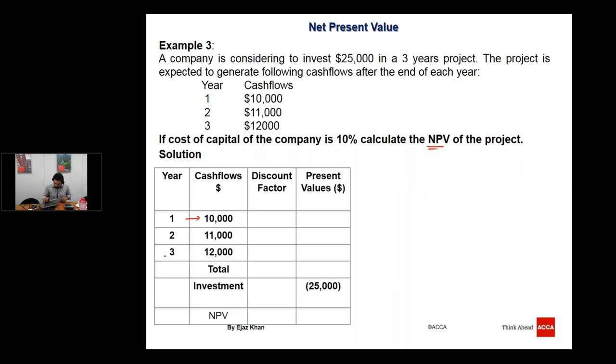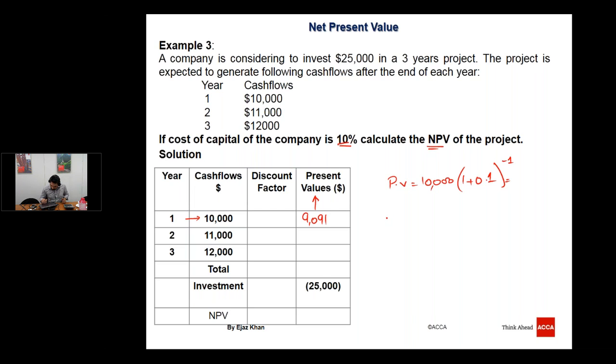So the cost of capital is 10%, and the amount that we're going to receive after year 1 is $10,000. So may I know the present value of the $10,000? $10,000 into 1 plus 0.1 raised to the power minus 1. So may I have the present value figure for year 1? 9091. Okay, it's 9091. So we need to calculate separate present values for every figure.